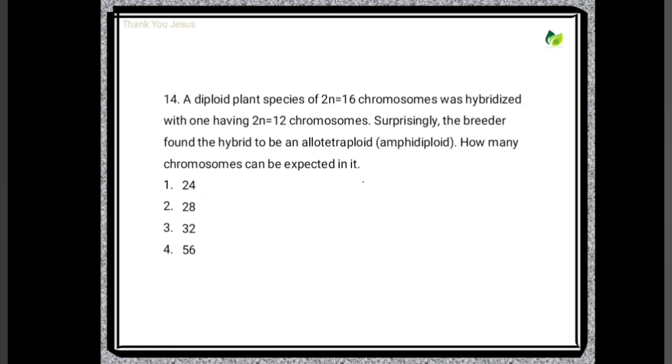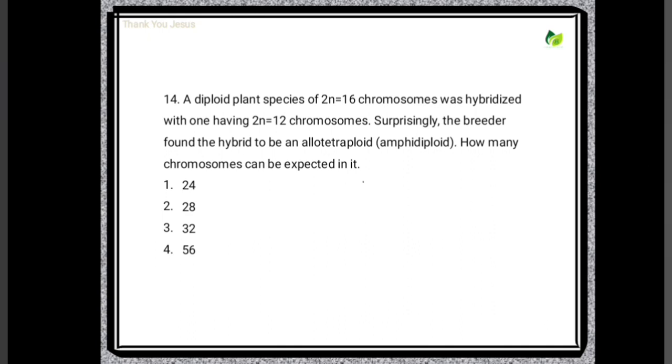A diploid plant species of 2n equals 16 chromosomes was hybridized with one having 2n equals 12 chromosomes. Surprisingly, the breeder found the hybrid to be an allotetraploid. How many chromosomes can be expected in it? So, listen carefully.